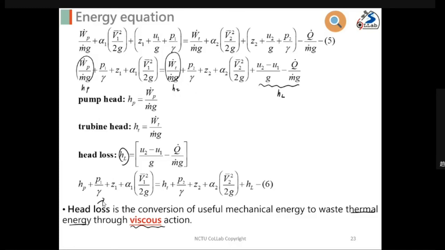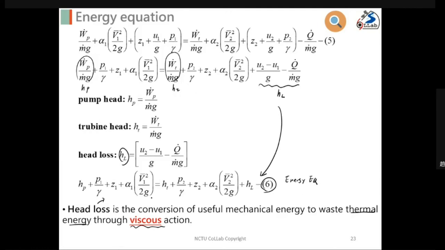Okay, it's similar to the solid mechanics, where we know that the frictional force will generate heat energy dissipation. So for the fluid problem, all of the frictional properties are related to the viscosity effect. So actually, the energy is converted to thermal energy through the viscous actions.